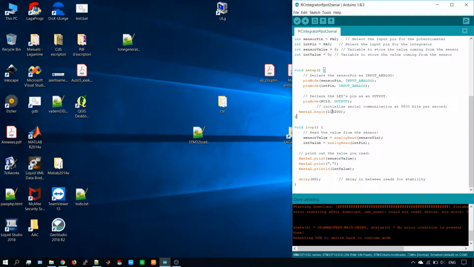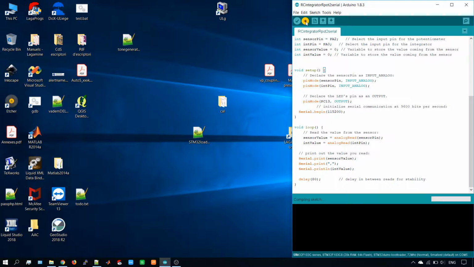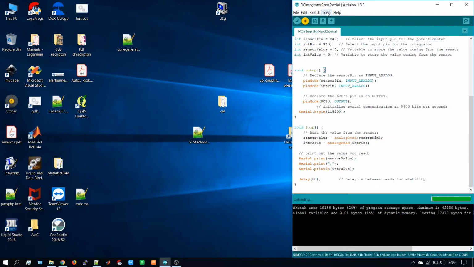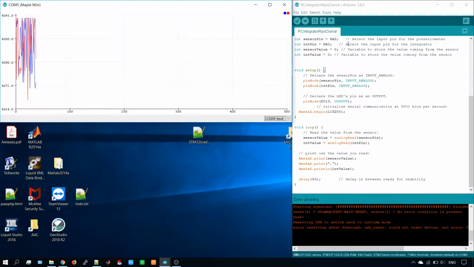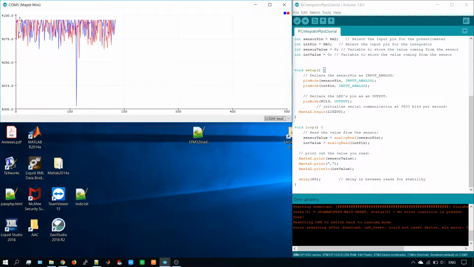You see here serial begin at a baud rate of 115200, and here you have the printings with in value and integrated value. So I upload this to the board, and we can go to check the serial plotter. So as I told you, you see this value here, it's 4096 minus 1. It's the number of divisions after passing an analog signal through the analog to digital converter of the STM32.